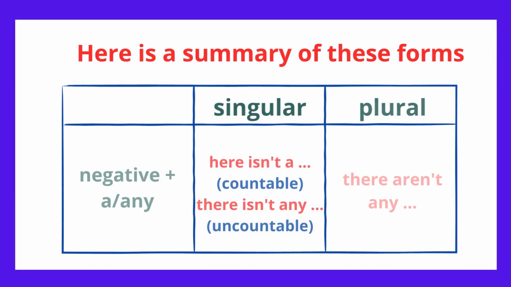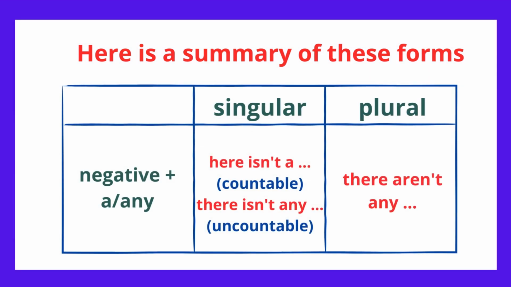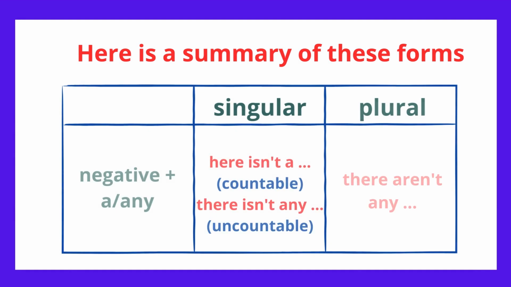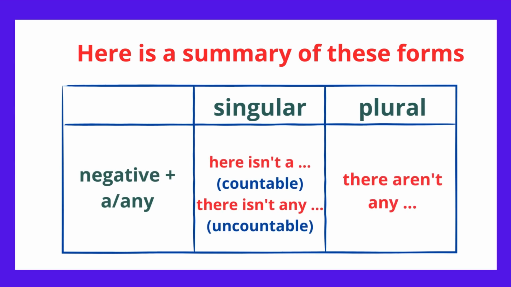Here is a summary of these forms. Negative plus any. Singular. There isn't a, countable. There isn't any, uncountable. Negative plus any. Plural. There aren't any.